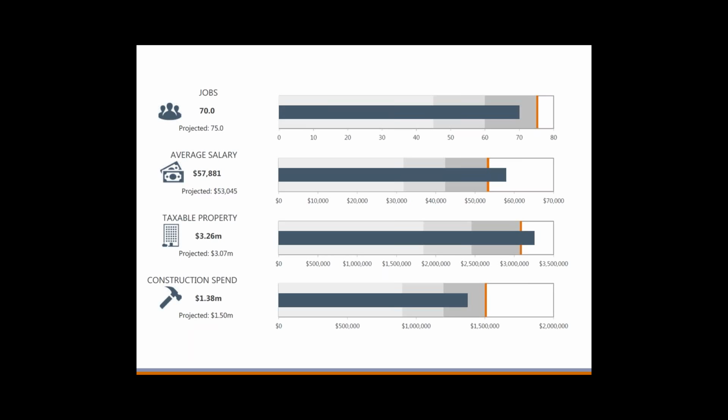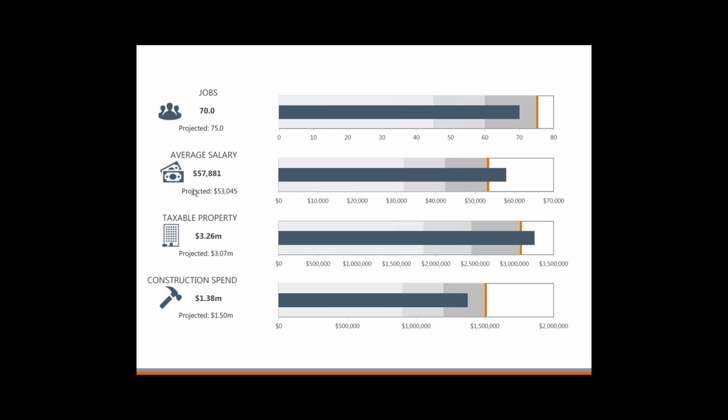In this case, let's say that we're 3 years into a project. We want to know where we stand, so looking at maybe what we identified as the most critical criteria: jobs, average salary, taxable property, construction spend. Looking at this bullet chart, how did they do compared to what was projected? So we're 3 years in, what did they do? Maybe they've only created 70 jobs. They had projected to create 75 jobs, so they're a little bit short of that target.